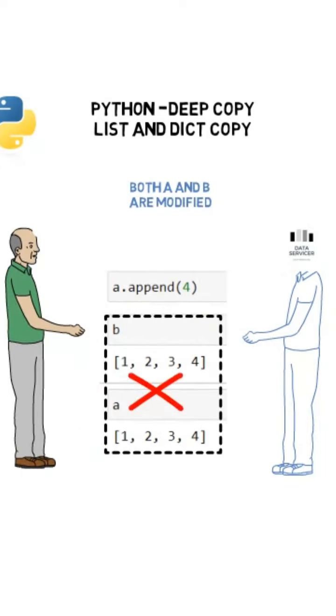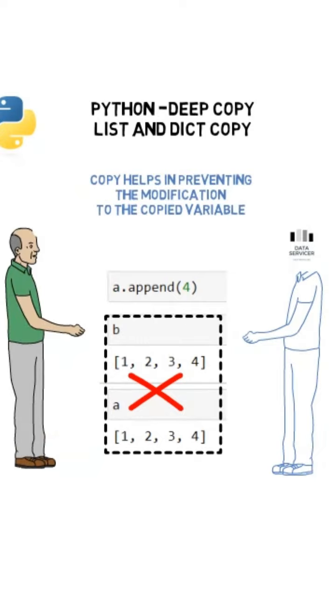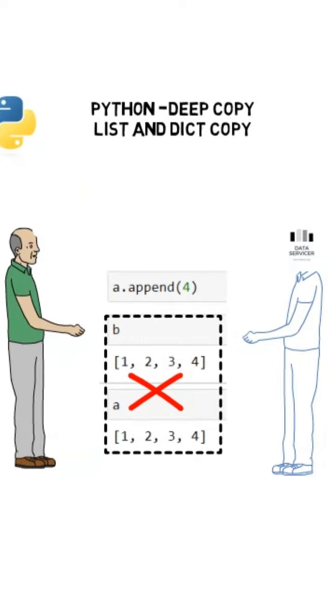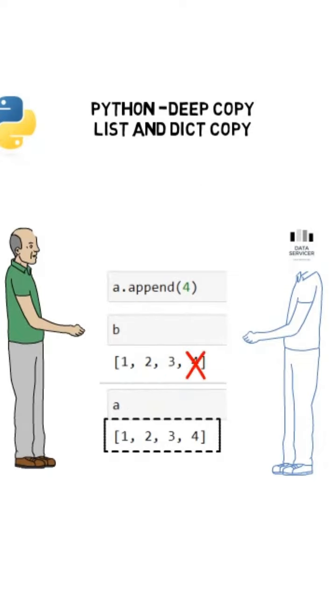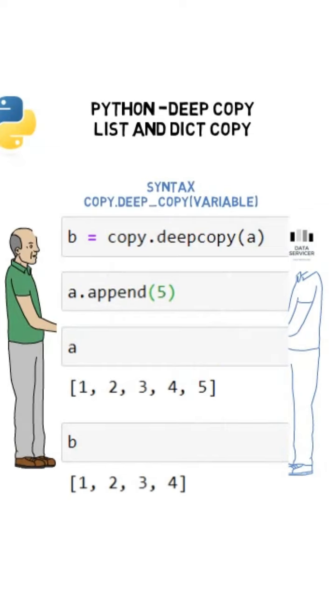Here's the case where the copy library comes into the picture. Copy has a function called deepcopy. It helps us copy the data from one variable, but prevents it from being modified when the copied variable gets manipulated. Here's the syntax for deepcopy: B equals copy.deepcopy of A.